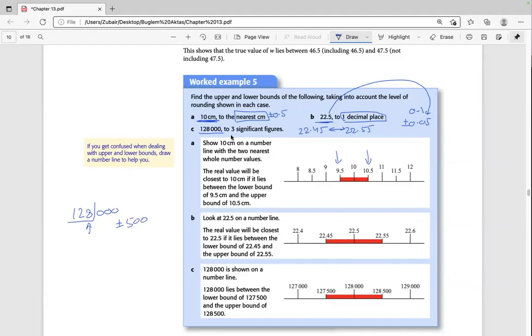If this question had said four significant figures, then we would count four numbers, and that would be 100 plus or minus 50. So in this case, we just add 5, and it's 250, right?